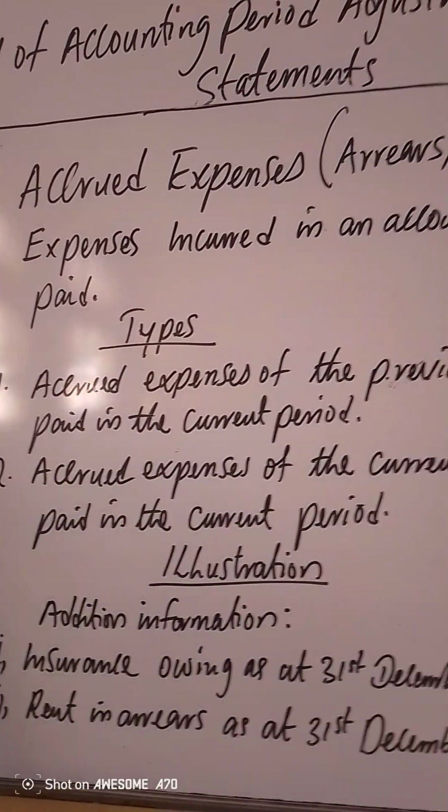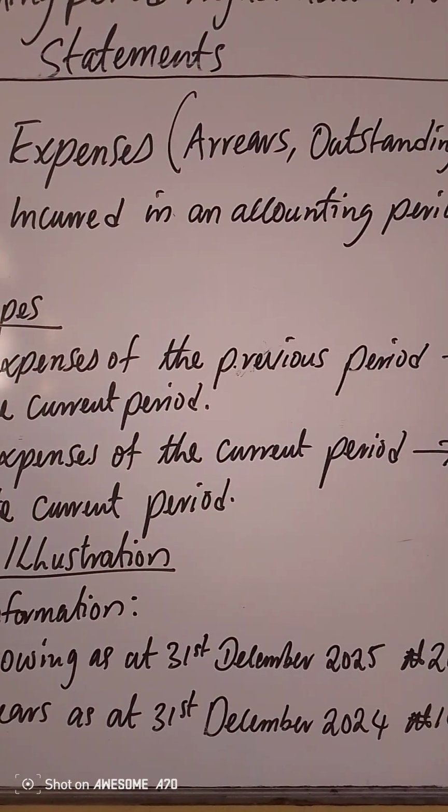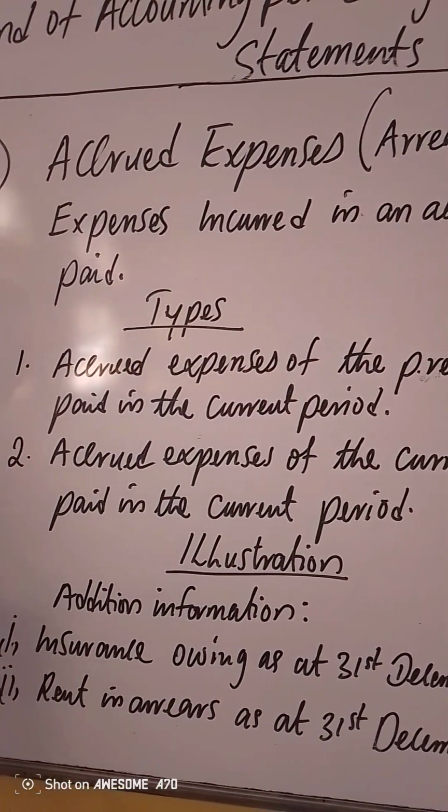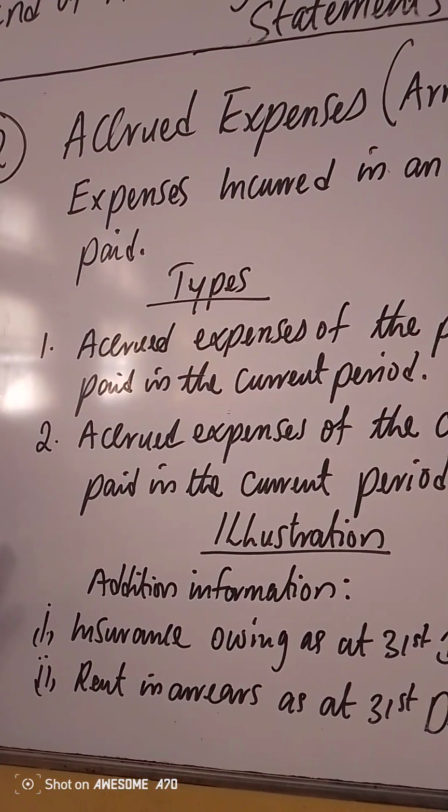So you must take it in mind that we have two types of accrual: accrual of the previous year brought to the current year, and accrual of the current year ending as the accounting period is being concluded. So let's look at the illustration quickly as we treat it.